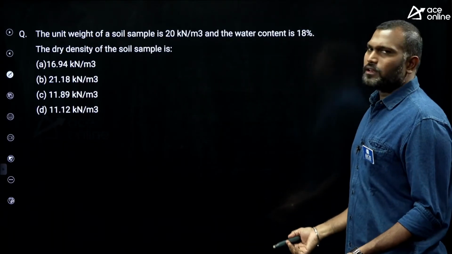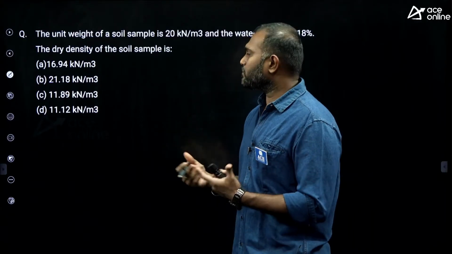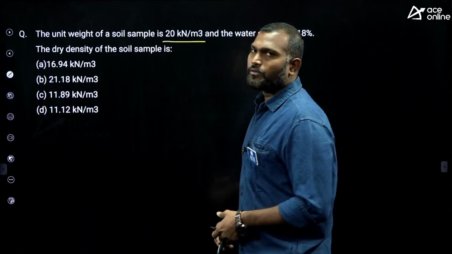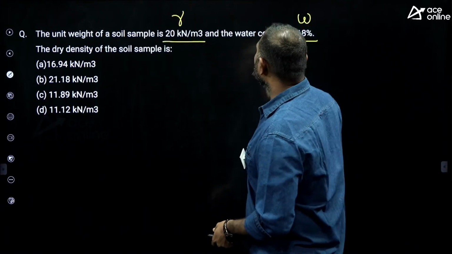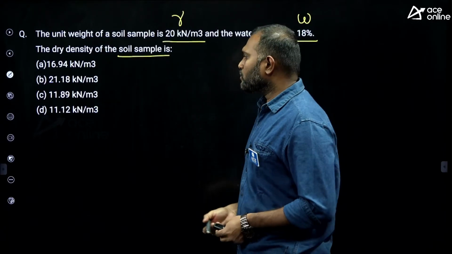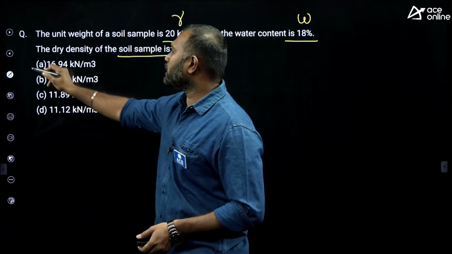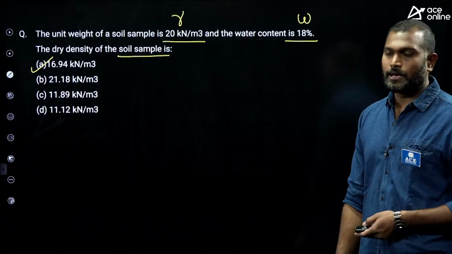Next, unit weight of soil. Similar to the previous question, just as an example for you, as a practice: the unit weight of the soil sample is 20, water content is 18. Again, I am asking you the dry density. You can solve this question, and you will get the answer as 16.94. Gamma D is equal to gamma by 1 plus w.